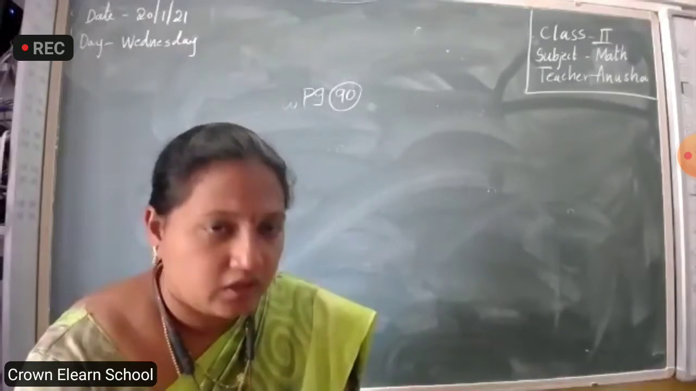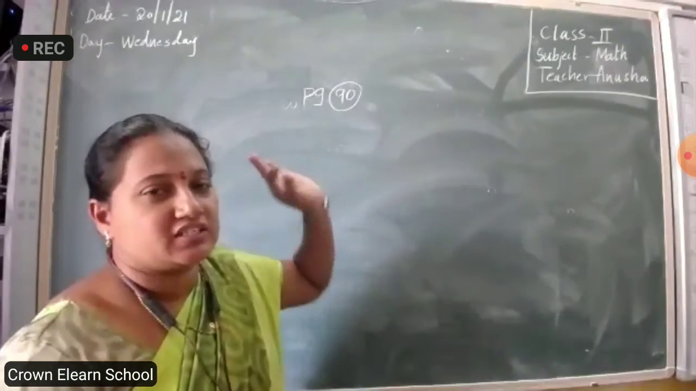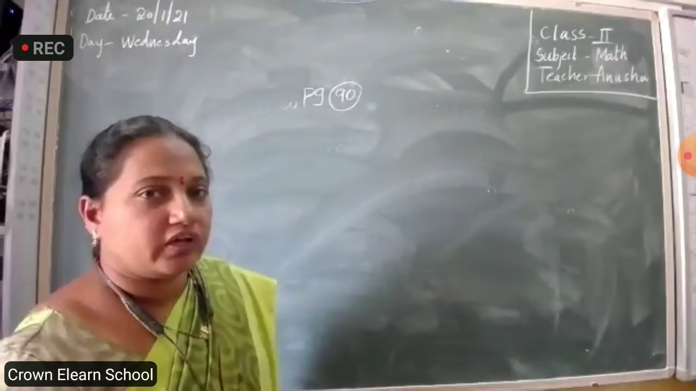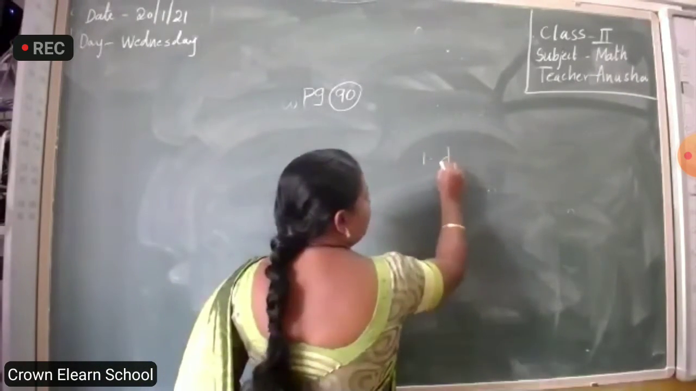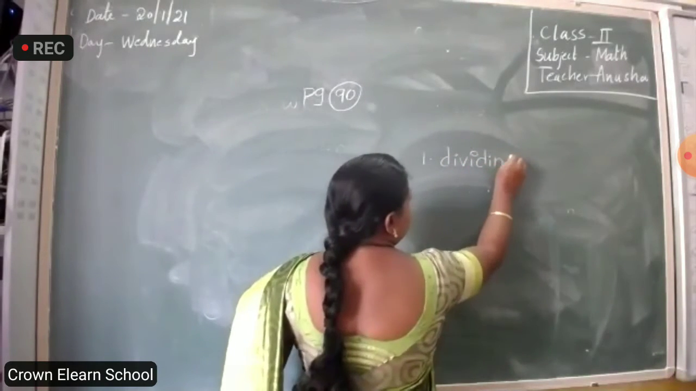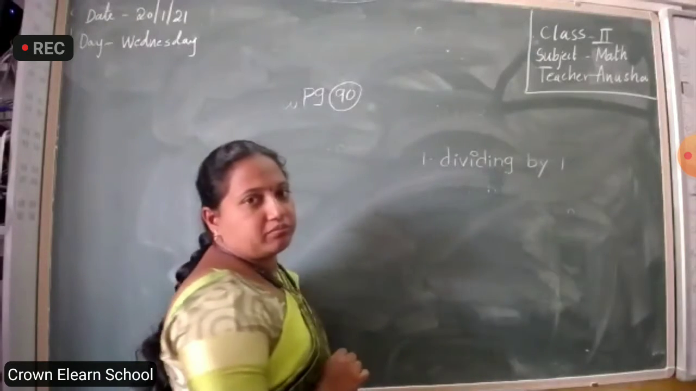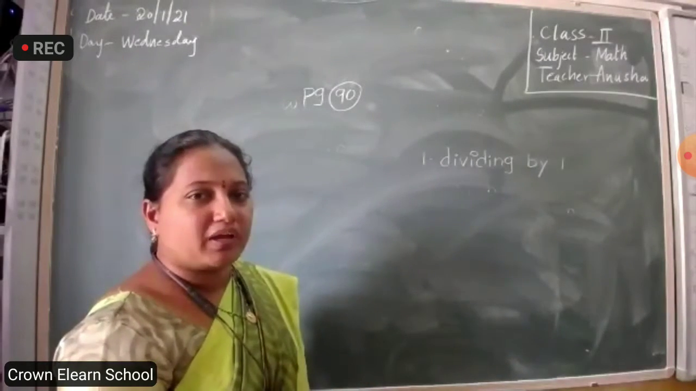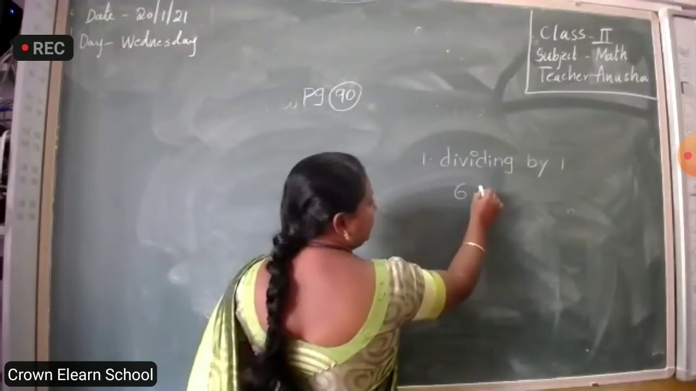Okay. Now, everybody open page number 90. I am revising the properties. First, what is the first property, Nana? Dividing by 1. Yesterday I explained, no? Dividing by 1. So dividing by 1 means, what is an example? Tell me one example. 6 divided by 1.